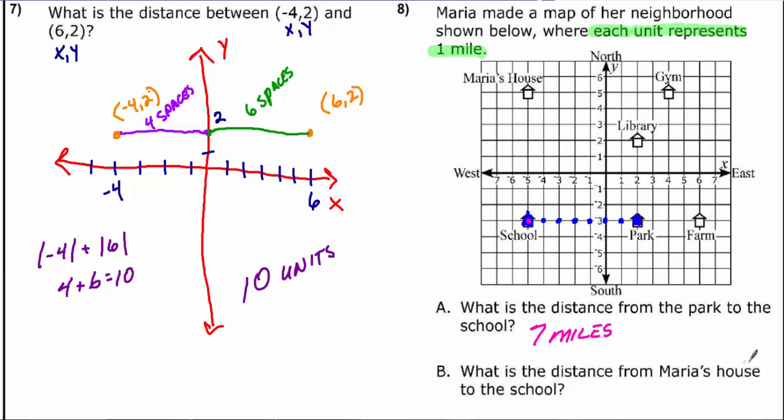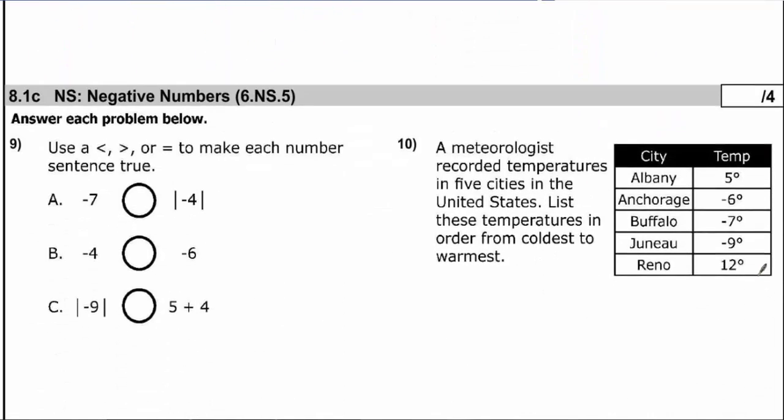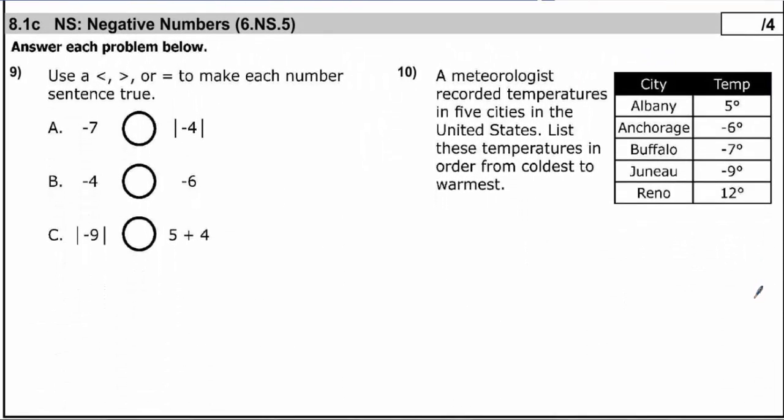What about the distance from Maria's house to the school? Well, here's Maria's house. So she's going to go 1, 2, 3, 4, 5, 6, 7. And again, don't forget that last one right there, 8. She's going to go 8 miles to get from her house to the school. Maybe she rides her bike every day. She's building muscles. All right, on to number 9.